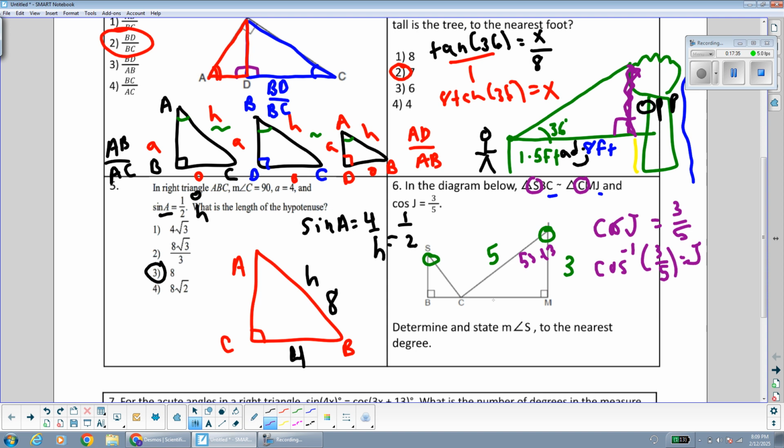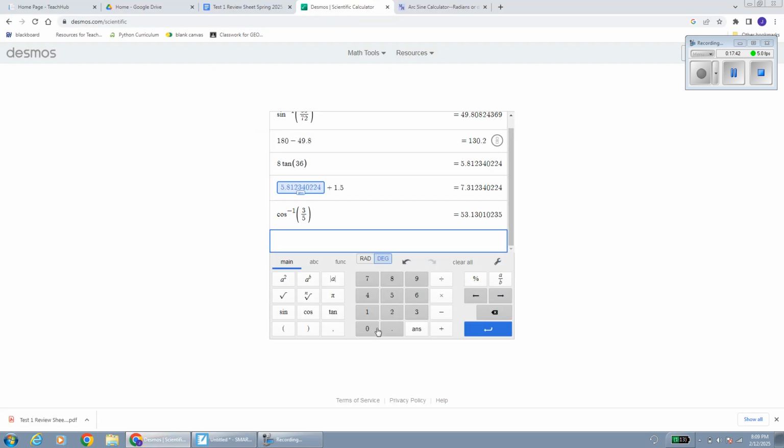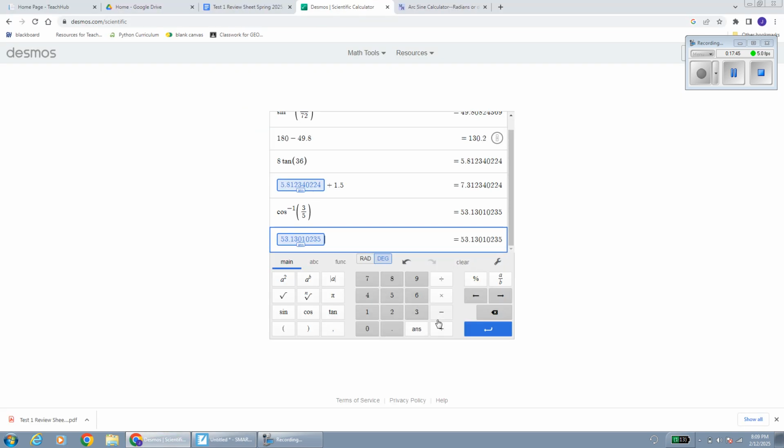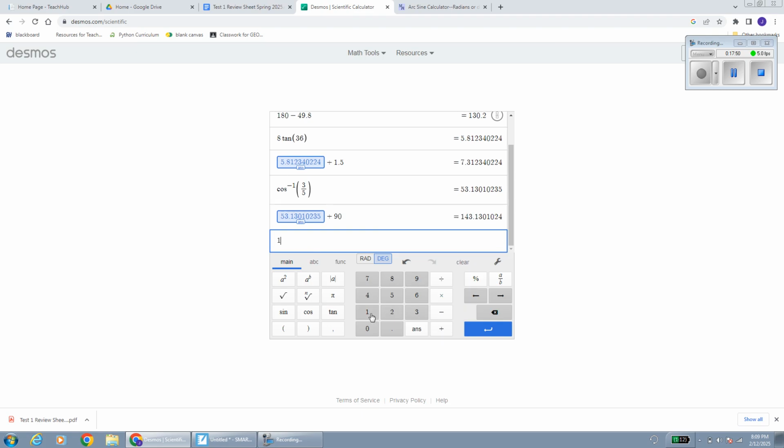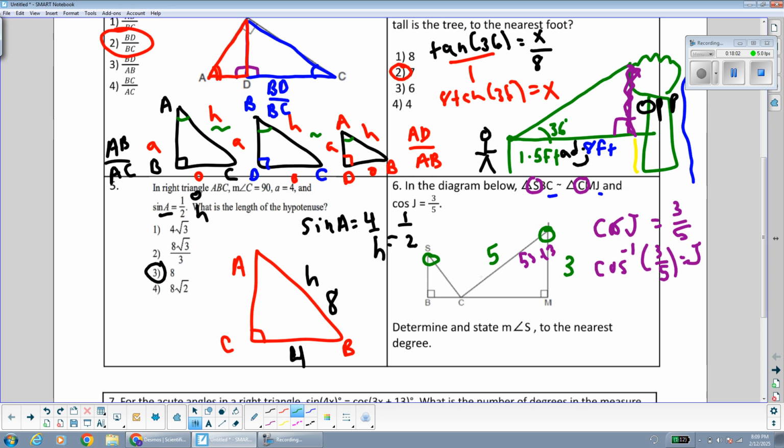And so now, since all three angles of a triangle add to 180 degrees, and I know this angle and the 90-degree angle, I'm going to add 90. And then I'm going to subtract the result from 180. And it does say to round your final answer to the nearest degree, so that's about 37 degrees. And remember, angle C and angle S match up, so if that's 37, that's 37.